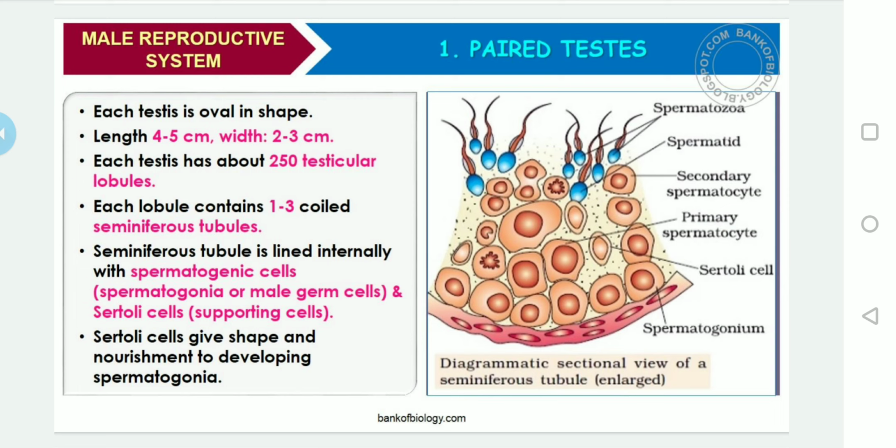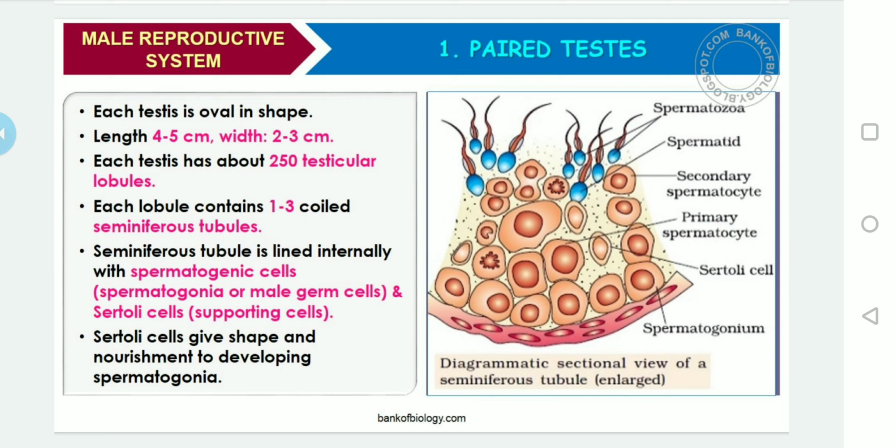That means each testis contains about 250 compartments called testicular lobules, and each testicular lobule contains 1 to 3 highly coiled seminiferous tubules in which sperms are produced. One last question they may ask: where exactly are sperms produced? The sperms are produced inside the seminiferous tubules.